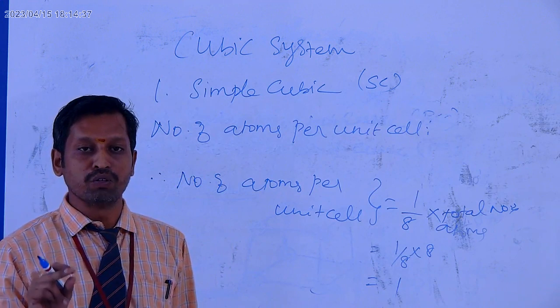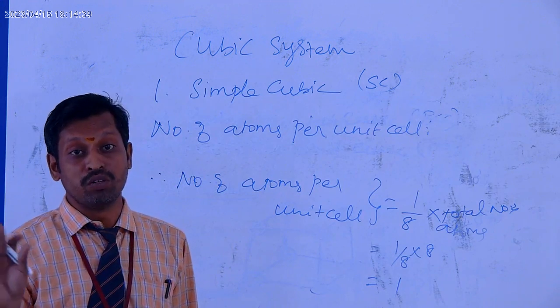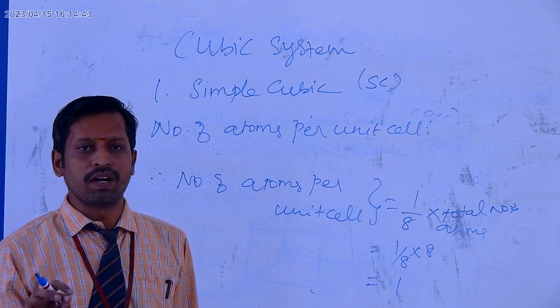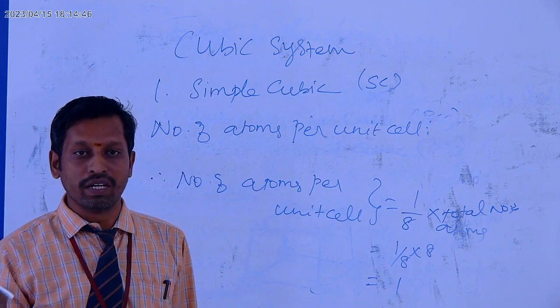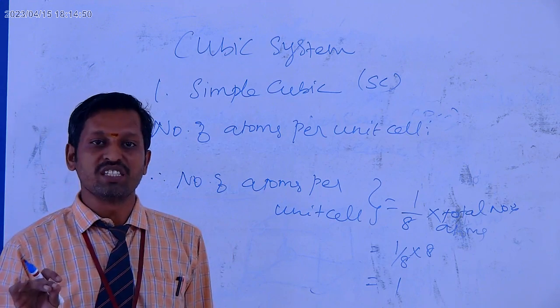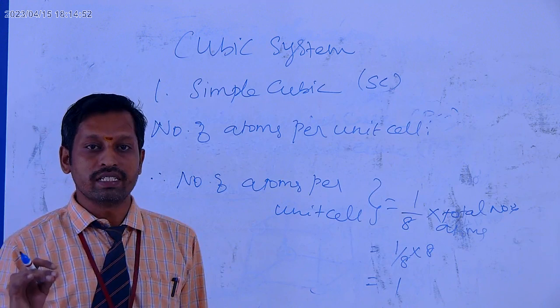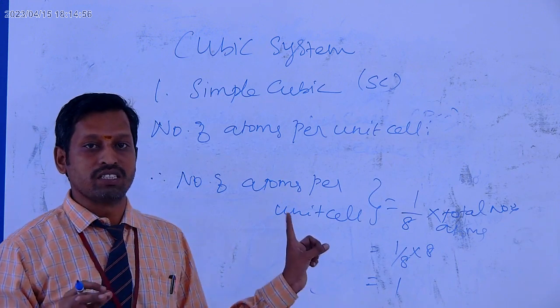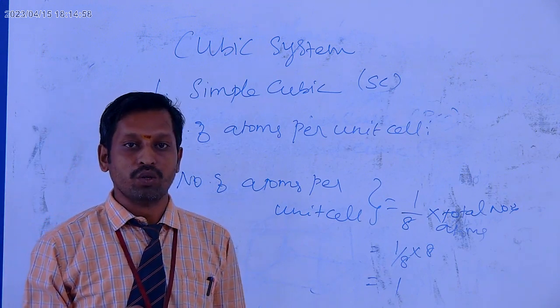Here the simple cubic structure is a primitive unit cell. Why is this a primitive unit cell? Suppose the number of atoms per unit cell is 1, that unit cell is called a primitive unit cell. If it is more than 1, that is called a non-primitive unit cell. Okay, so this is the first parameter, number of atoms per unit cell.